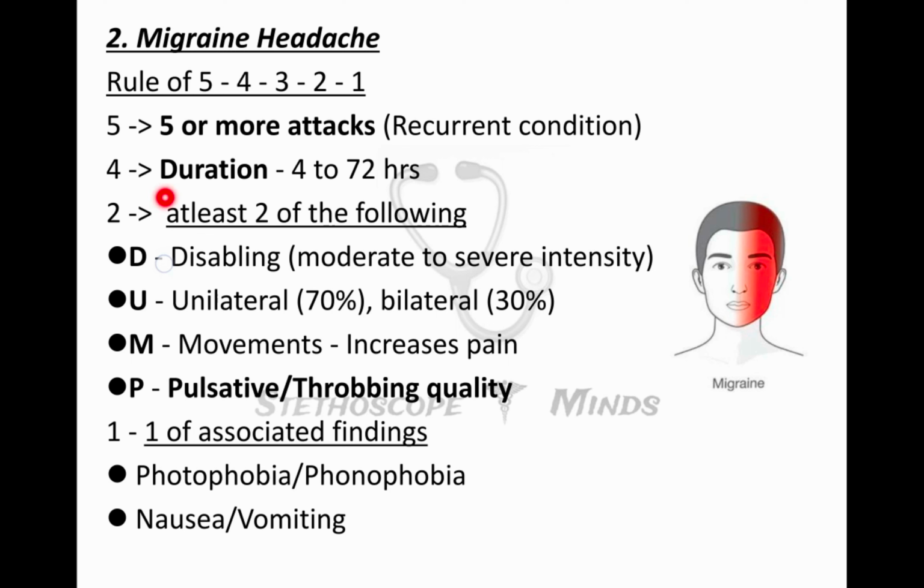And for the 2, at least 2 of the following should be there. The mnemonic is DUMP. D for disabling, which means moderate to severe intensity. U means mostly unilateral, which is 70%, and bilateral, which is 30%. M means movements increase the pain. And P means pulsatile or throbbing quality. And this is the other keyword for migraine headache. And 1 means one of the associated findings like photophobia or phonophobia and nausea or vomiting.